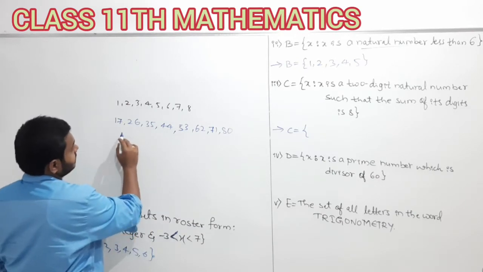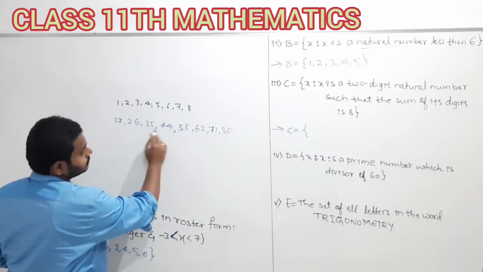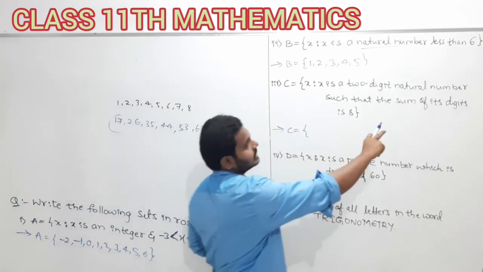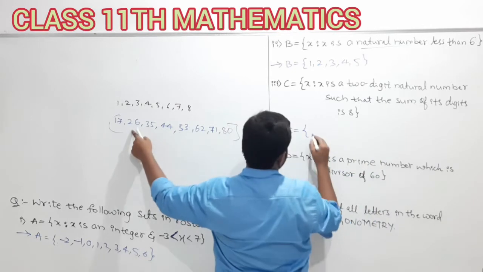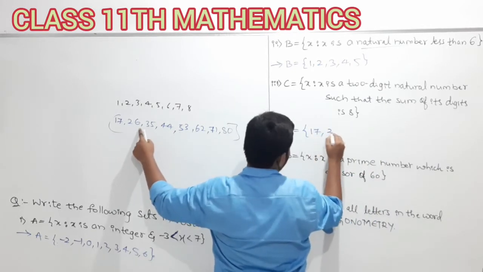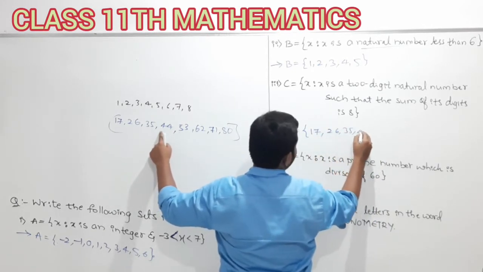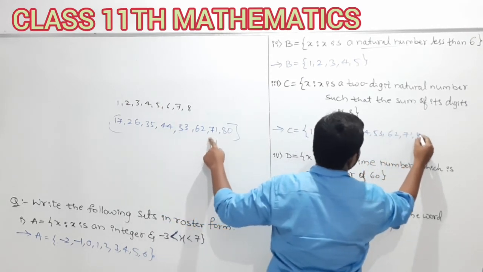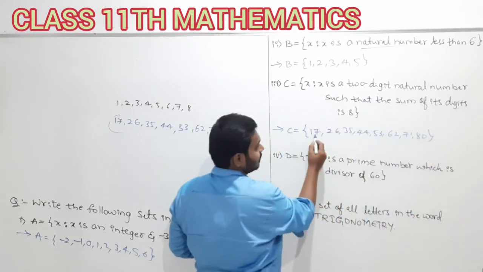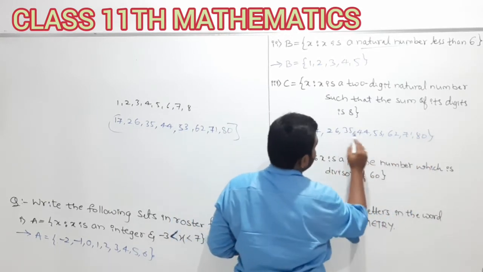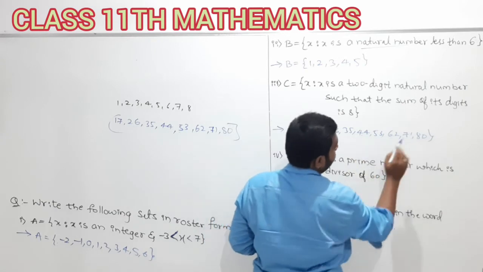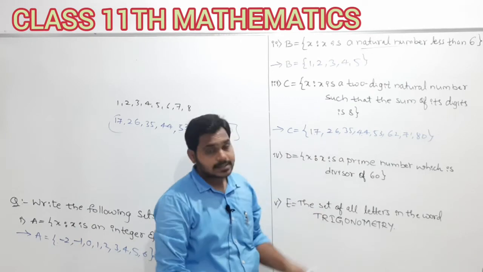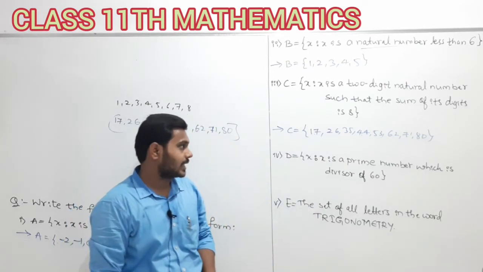So what are the elements then, my dear students? These are the only numbers which satisfy this condition. So x is a 2-digit natural number such that the sum is 8. Therefore 17, 26, 35, 44, 53, 62, 71, 80. So these are all the reverse pairs: 17, 71, 26, 62, 35, 53, 44 and 80. So these are the only natural numbers whose sum is 8. Like this you should write, my dear students.